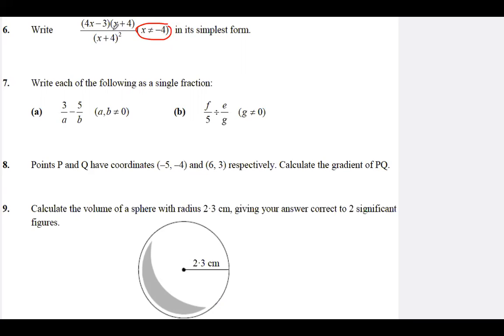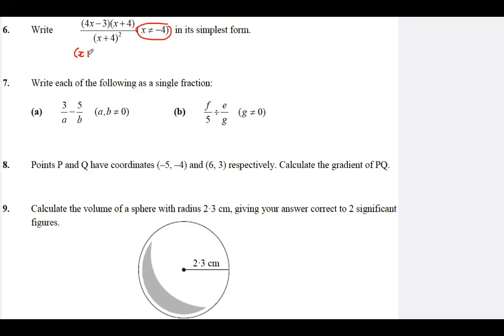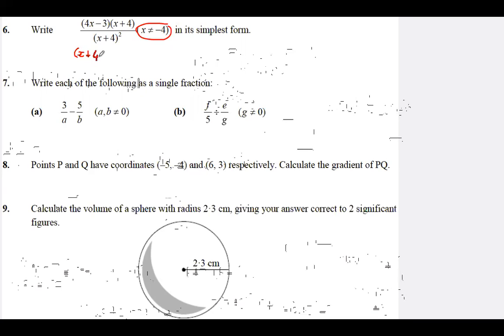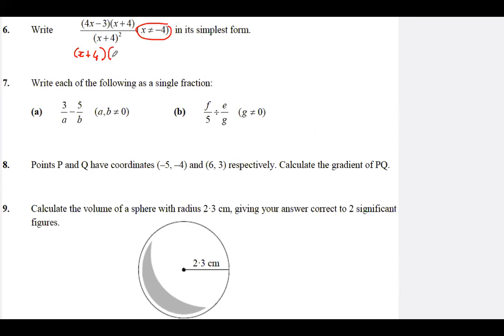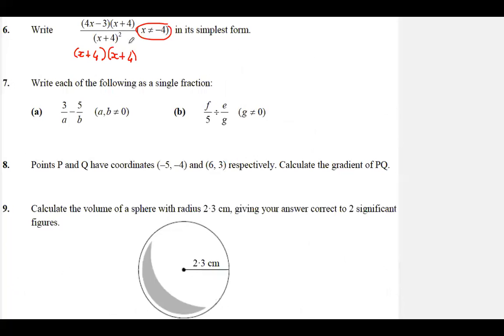Now what you've been asked to do is to simplify this. x plus 4 squared is just x plus 4 times x plus 4. Now that we've got our factors at the top and at the bottom, you can just cancel them out by saying I've got x plus 4 at the top and an x plus 4 at the bottom. That can go because that divided by that is 1. And your final answer is just 4x minus 3 divided by x plus 4.